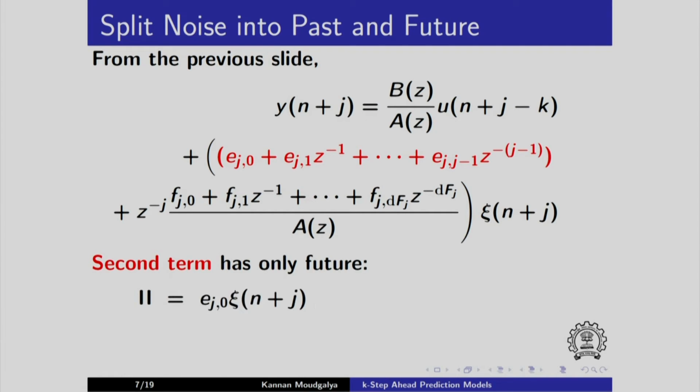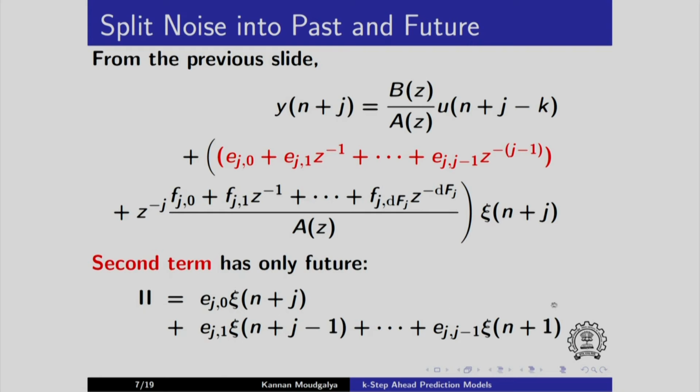So the second term is, the first one is Ej0 times C of n plus j. The next one is Ej1 C of n plus j minus 1, because you have z power minus j. You continue this all the way up to C of n plus 1. The current instant is time n. We are talking about n plus 1, n plus 2 all the way up to n plus j.